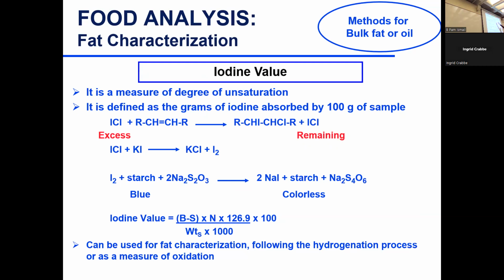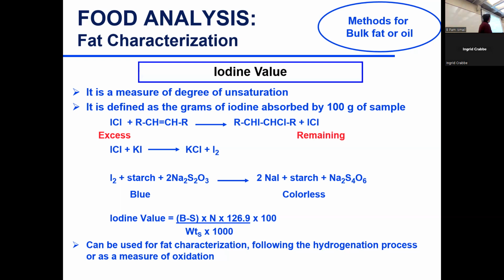Uses of iodine value now. Yes, to determine degree of unsaturation, and that can also be used following a hydrogenation process, to determine the efficiency of hydrogenation, and also as an indirect measure of oxidation. So if your oil has oxidized and it's supposed to have a specific iodine value and it turned out to be less than the specific iodine value, that means some of the bonds were saturated. That means they got oxidized. That's why it's an indirect measure of oxidation.